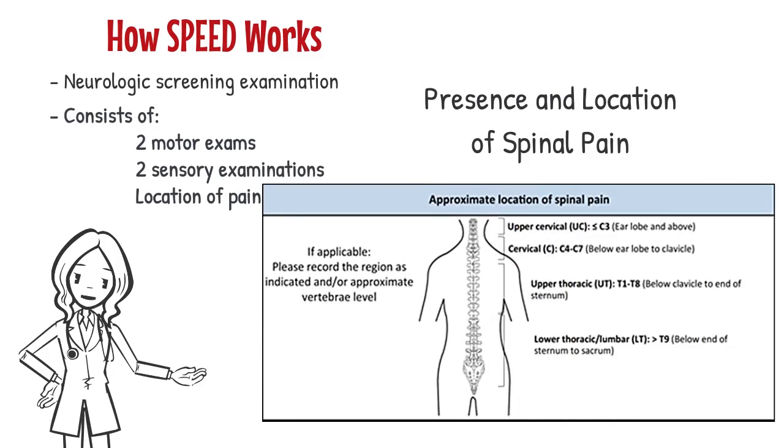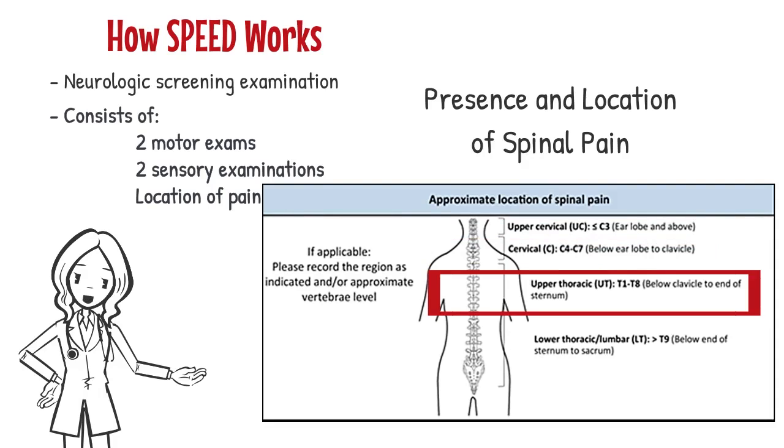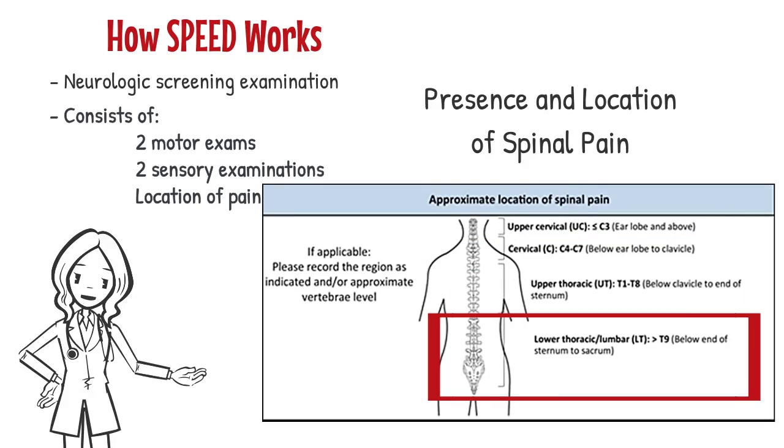Finally, the presence and location of spinal pain or tenderness is also obtained at one of four levels: upper cervical, earlobe and above; cervical, below the earlobe to the clavicle; upper thoracic, below the clavicle to the end of the sternum; and lower thoracic lumbar, below the lower end of the sternum to the sacrum.